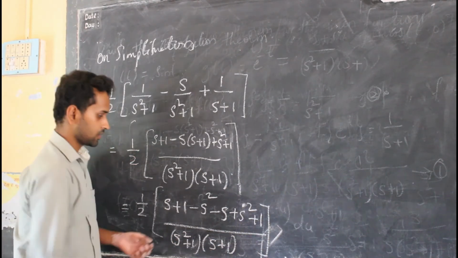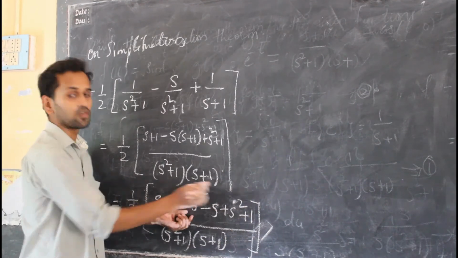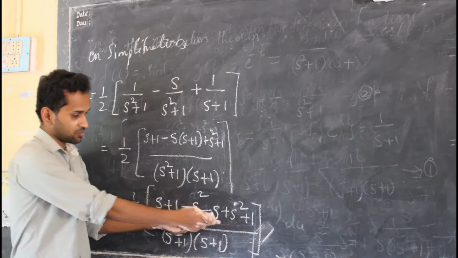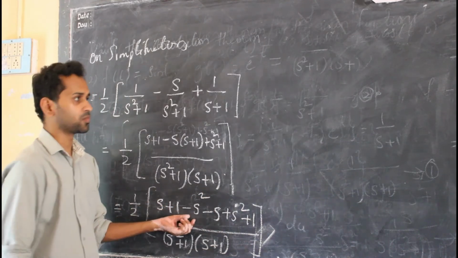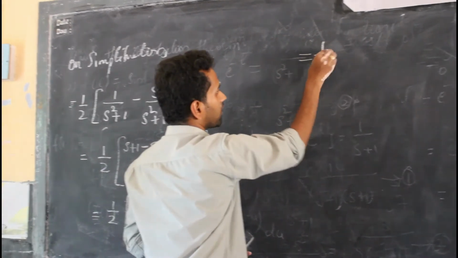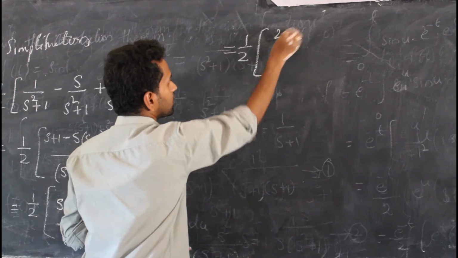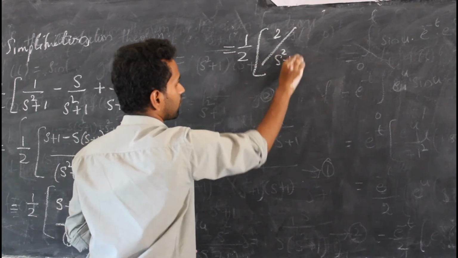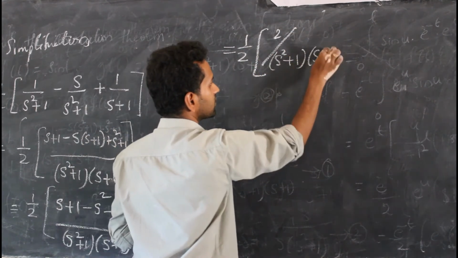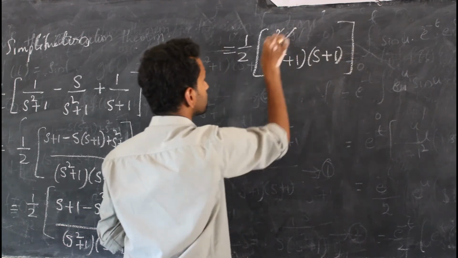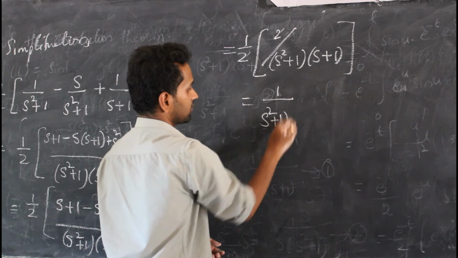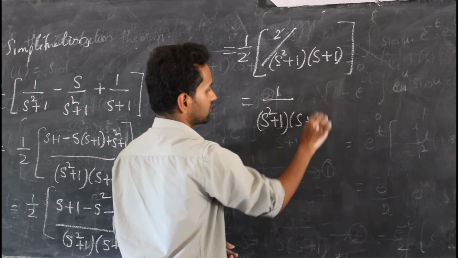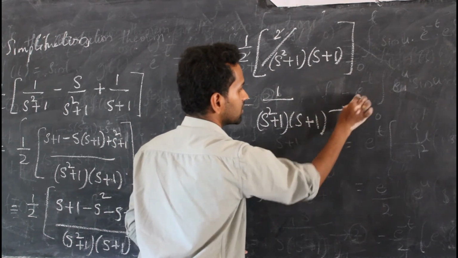Here minus s square plus s will get cancelled, plus s and minus s will get cancelled, 1 plus 1 will remain as a 2 for me. So this becomes 1 by 2 into 2 divided by s square plus 1 into s plus 1. So 2 will get cancelled. I will be getting 1 by s square plus 1 into s plus 1. So let me consider it as equation 2.